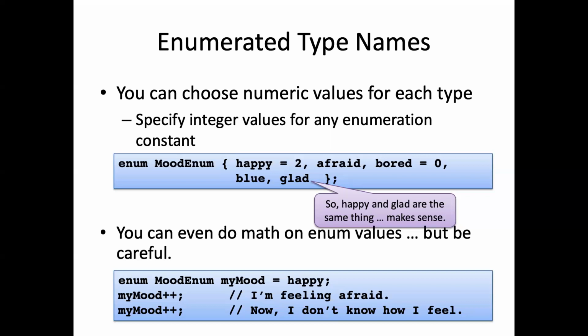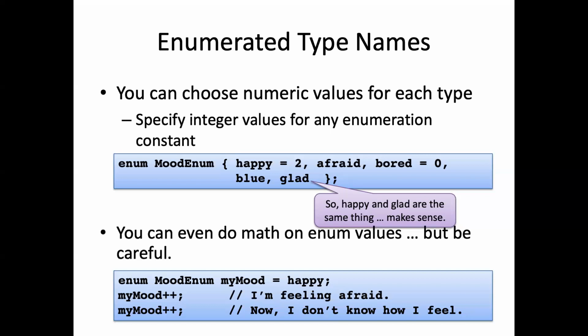So at the bottom, I made a variable of this type. I started it out as happy, so that should internally be represented as 2. If I add 1 to that, then it's going to have the same value as afraid, because we said that's represented by 3.